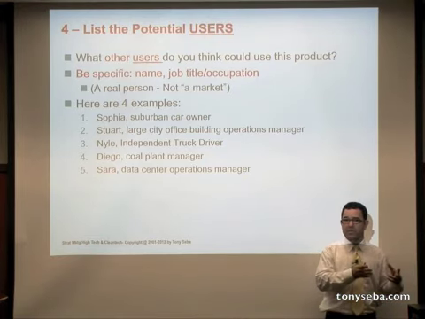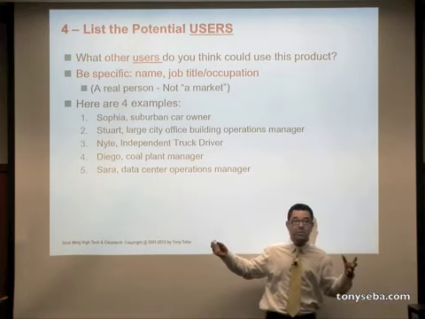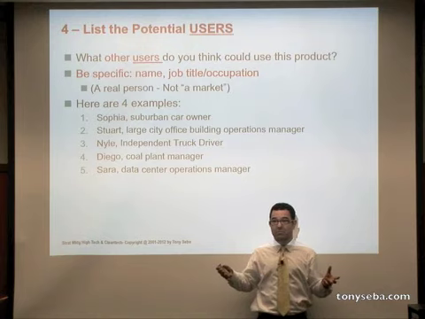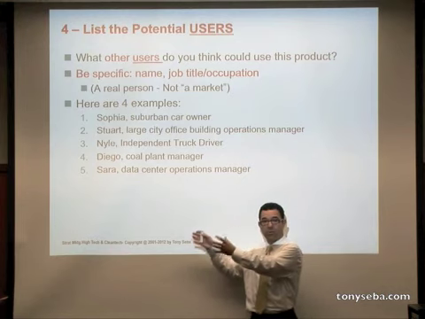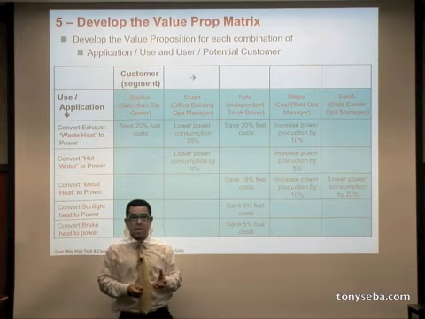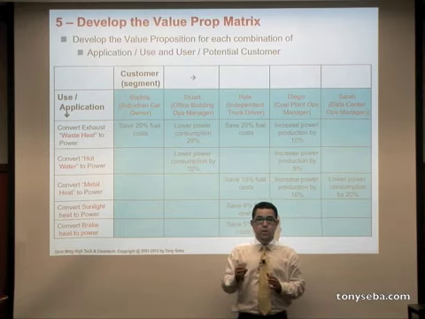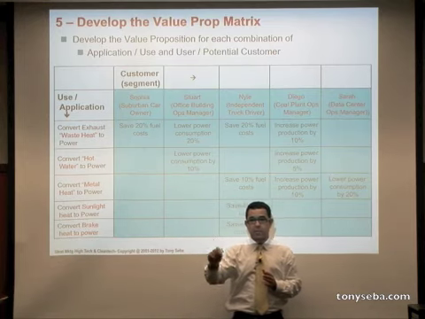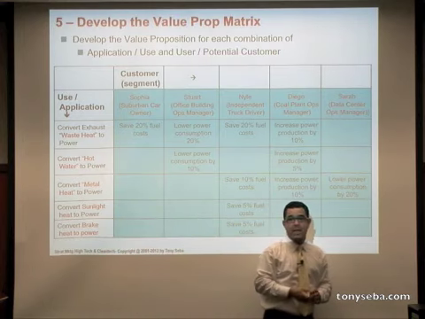So you may want to be as specific, think about 10. I went through 300, which is a bit much, when I did my business plan for Print Nation. Took me a few months, but you may want to start with 4, 5, 6, or 10. And then what you're going to come up with as a step 5 is a value proposition matrix. So for each potential user and each potential use or application, describe the value proposition.